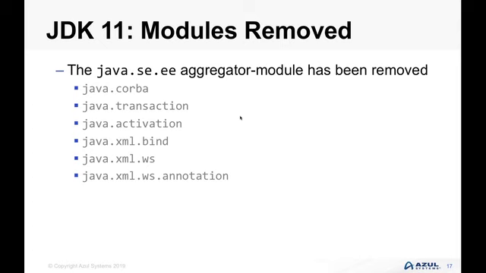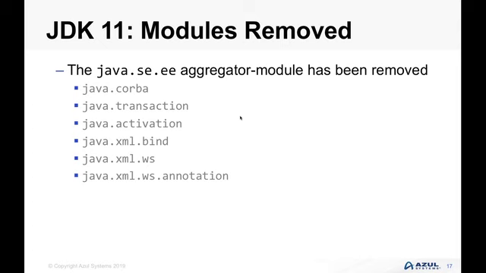And one of those things is what's called an aggregator module, java.se.ee. An aggregator module is one that doesn't contain packages itself, but only contains references to other modules. In this case, there are 6 modules, which are more related to the enterprise side of Java. And the decision's been made that to keep java.se focused purely on the core part of Java, it makes sense to remove these particular features, especially since they're, again, quite old and not many people are using them.